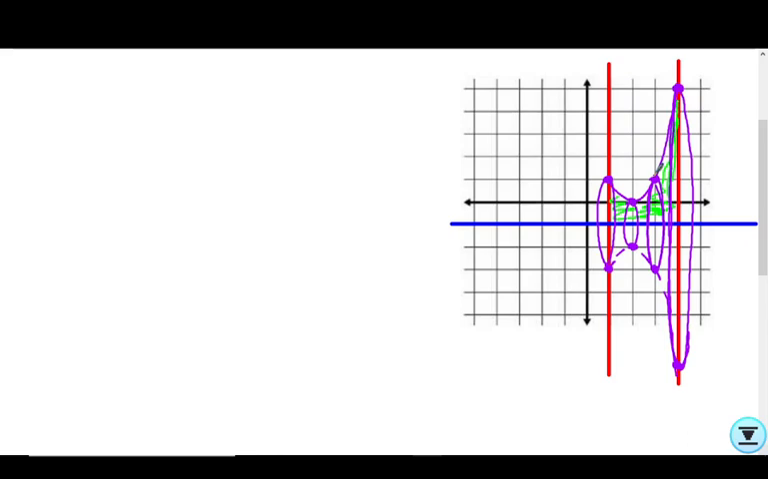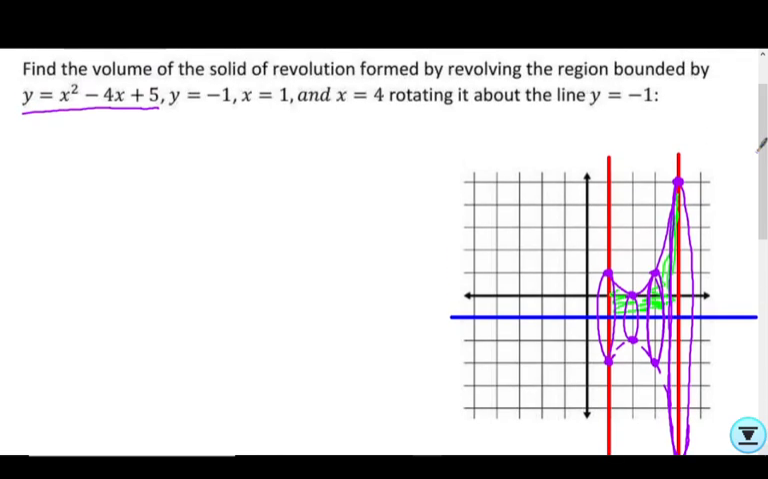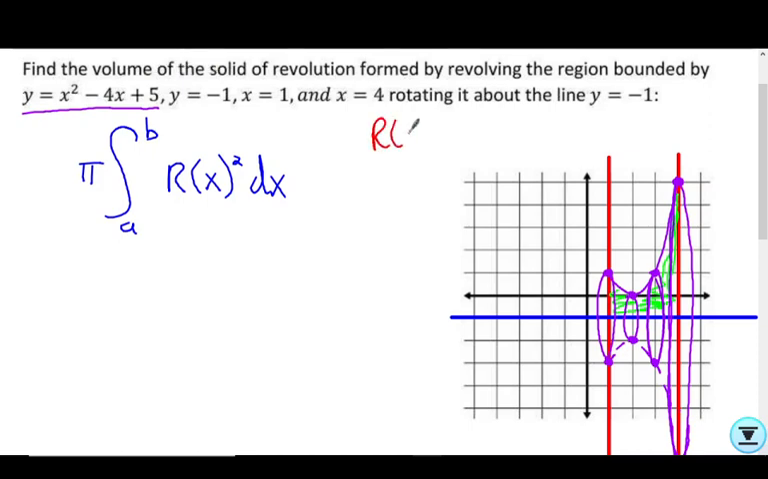Okay, so as soon as I see I've got this axis of rotation that's a horizontal line, I know I'm using this equation here: pi integral from a to b of r in terms of x, squared, dx. And my radius, r of x, is the function on top minus the function on bottom. So we're talking about from this axis of rotation to here, this is my radius for any one of my circles. From here to here, you could pick anywhere, okay?